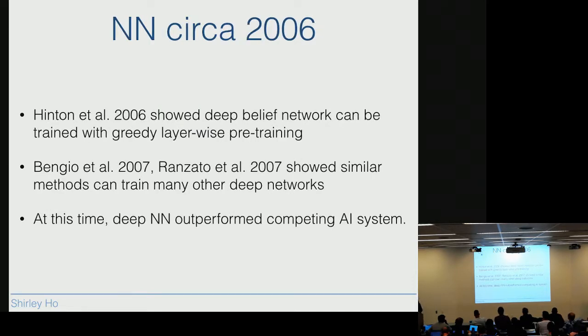Neural nets circa 2006, Hinton showed deep belief networks can be trained with greedy layerwise pre-training. It was the first thing that started. Yoshua Bengio and others showed similar methods can be used to train other deep networks. And all of a sudden, deep networks outperformed competing AI systems. The most recent ones you have probably heard of are work where they beat the best Go champion in the world, or the protein folding work that I'll briefly touch on, where they also beat all the teams in the world in predicting what the protein shape should be. So all these things happened recently.